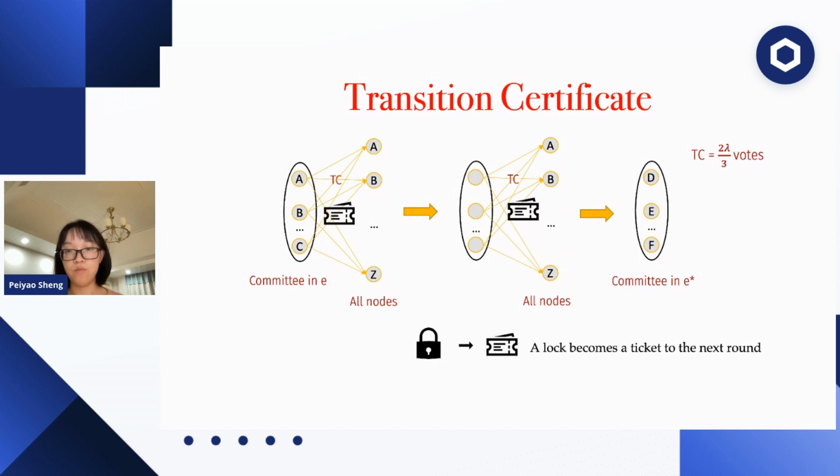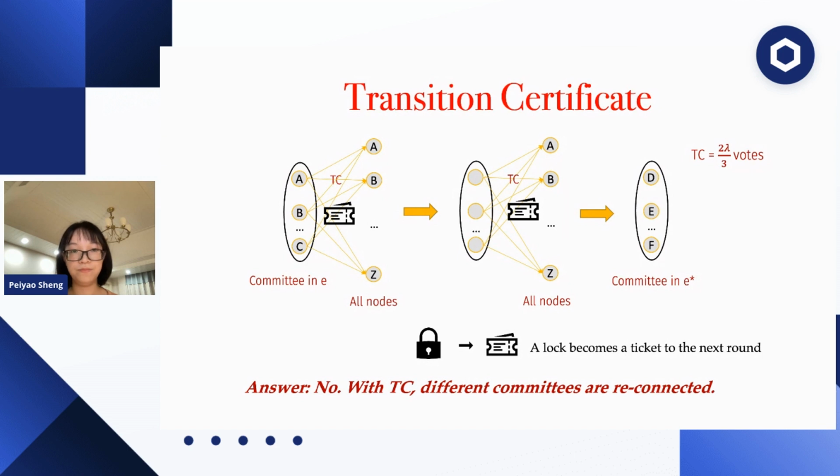Then the lock now becomes a ticket to the next round. And also in this way, since those transition certificates are included in the votes, the links between different views are reestablished. So we can do forensic analysis based on those votes and the transition certificates.